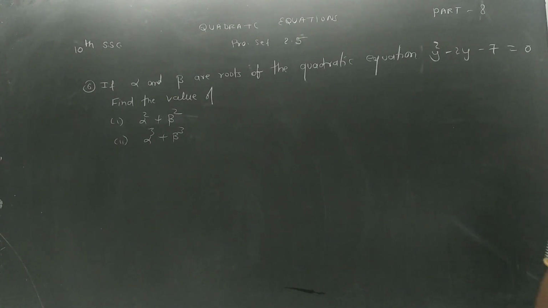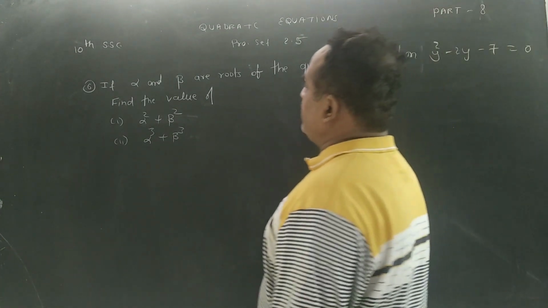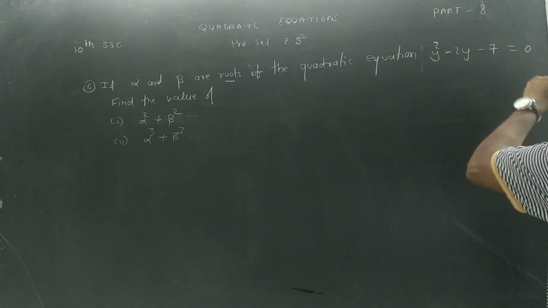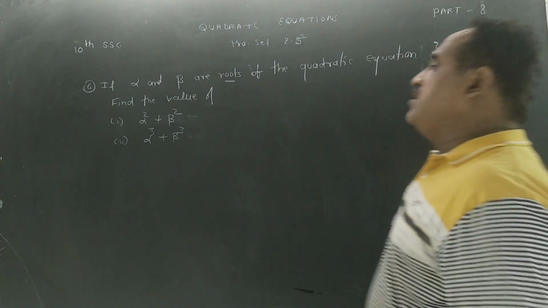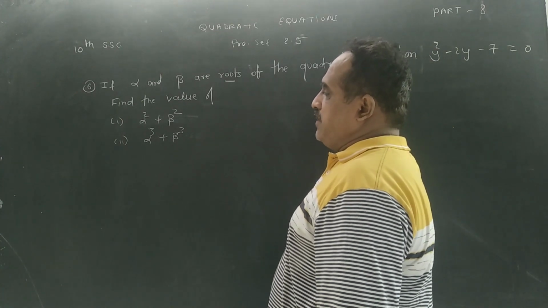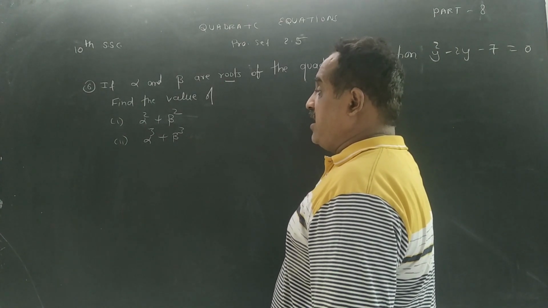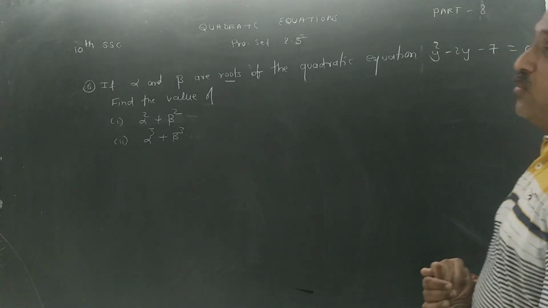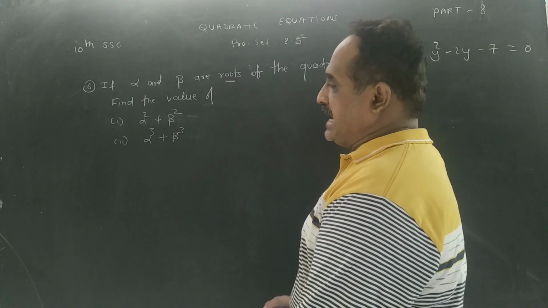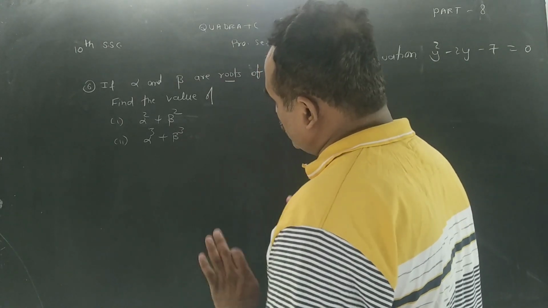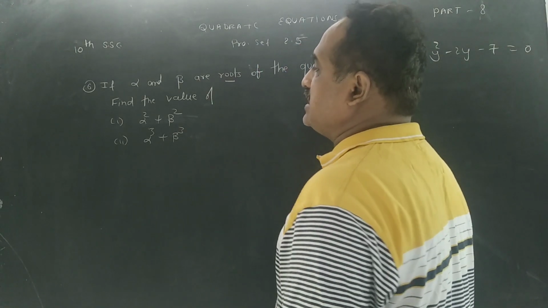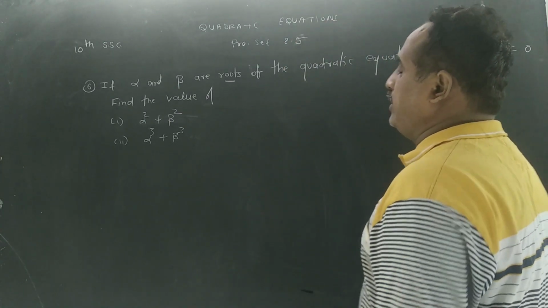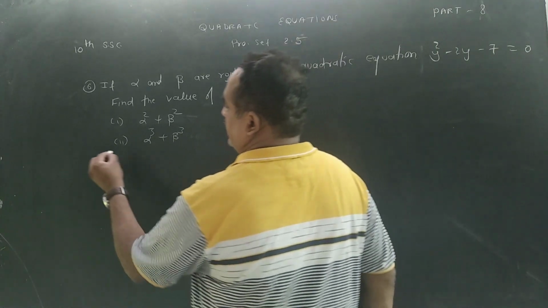Now, sixth question: if alpha and beta are the roots of quadratic equation y square minus 2y minus 7 is equal to 0, find the value of alpha square plus beta square and alpha cube plus beta cube. Student, you have to make use of formulas which we have studied in 8th, 9th, 10th standard. So we'll go slowly. If not, write the formulas properly. If you don't remember yet, you will have to memorize them and write them down. Anyway, we'll start with this question.